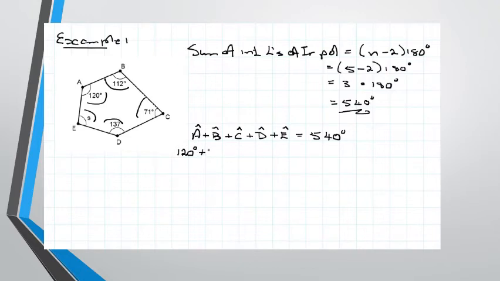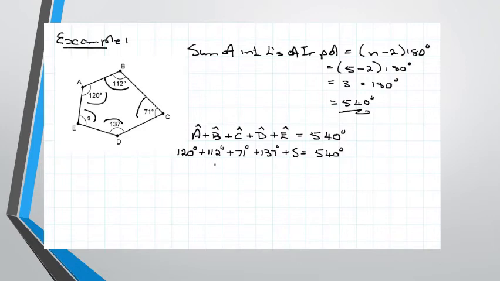Therefore, if I do some substitution now, I'm going to be left with 120 degrees plus 112 degrees plus 71 degrees plus 137 degrees plus angle E, which is the symbol S I need to determine, must be then equal to a value of 540 degrees.